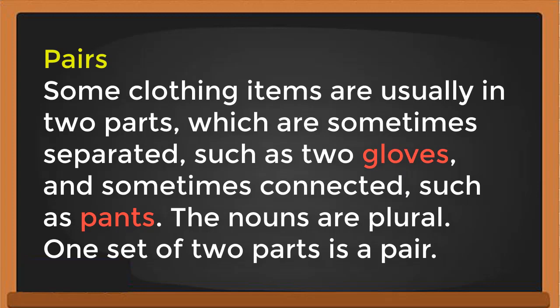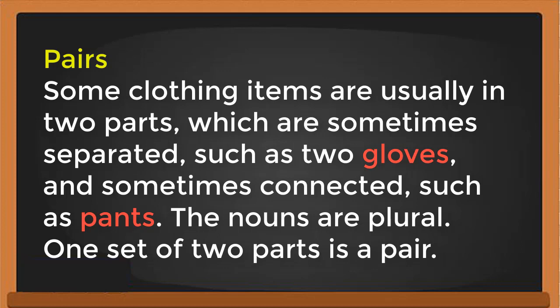Now let's look at the nouns that have pairs. Some nouns are in pairs. With clothing items, they are usually in 2 parts, which are sometimes separated, such as gloves. If you wear gloves, they are separated, but you must use both of them, so it is in pairs. And also sometimes the clothing is connected, such as pants. They are connected to each other. The nouns are plural.